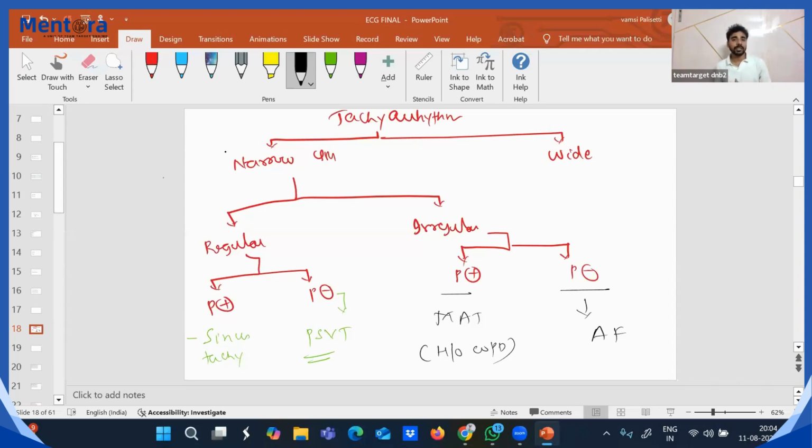You can identify every ECG based on this. Tachyarrhythmia is there. You just identify narrow or wide. If it's narrow, yes, it is supraventricular. Out of supraventricular, how to identify? You see only two points: whether regular rhythm or irregular rhythm, and second thing is P wave present or P wave absent. Based on that, you can identify.